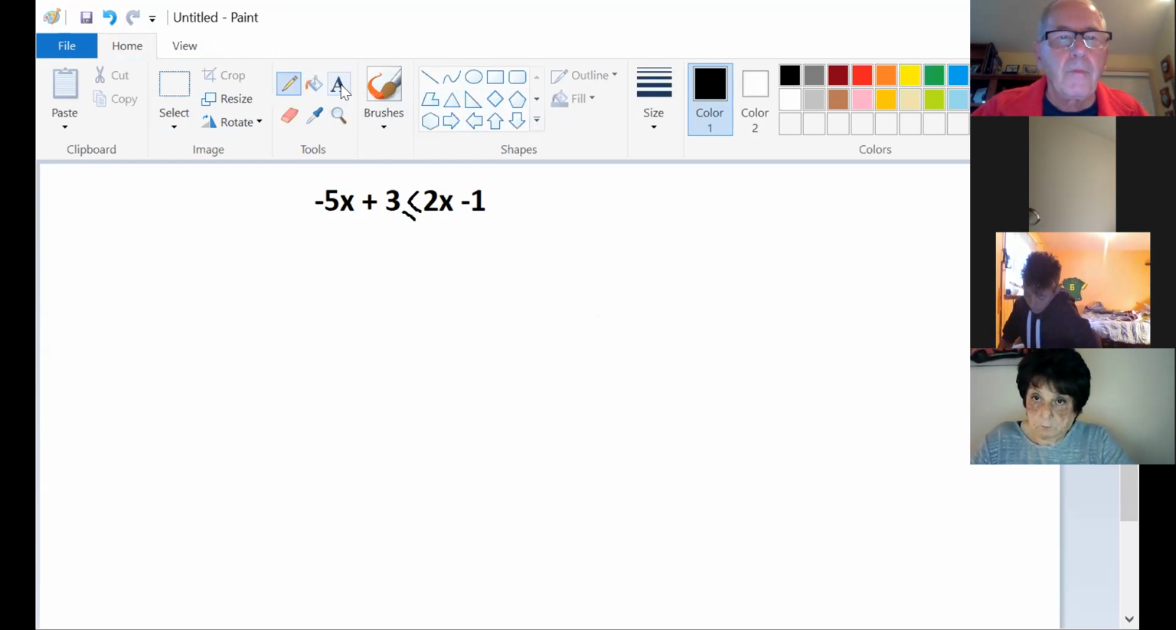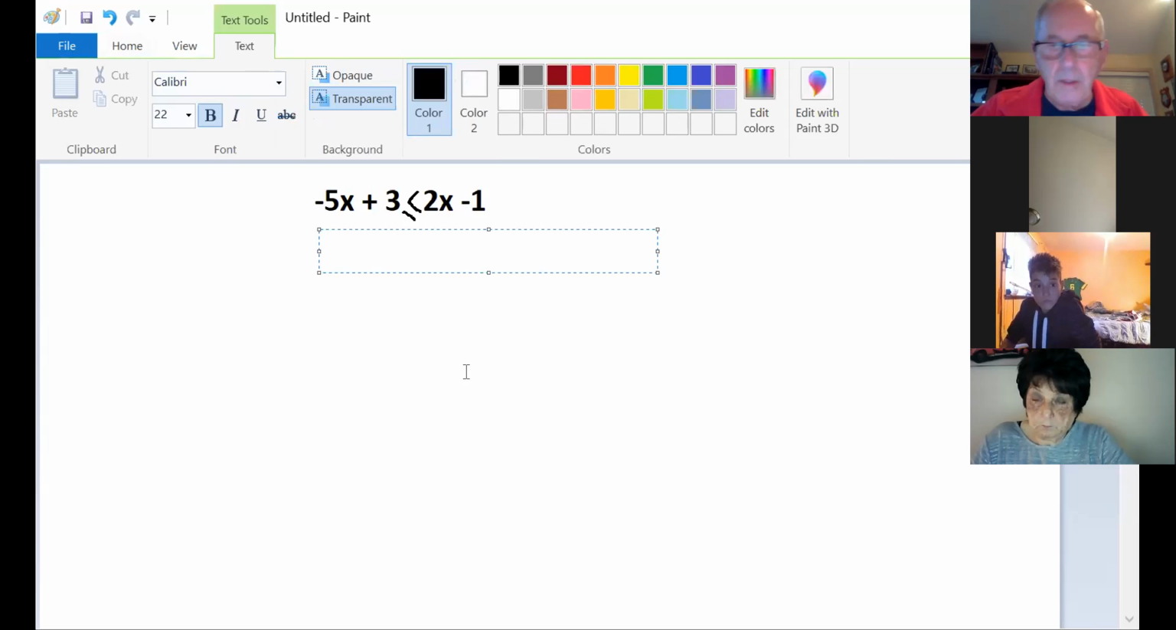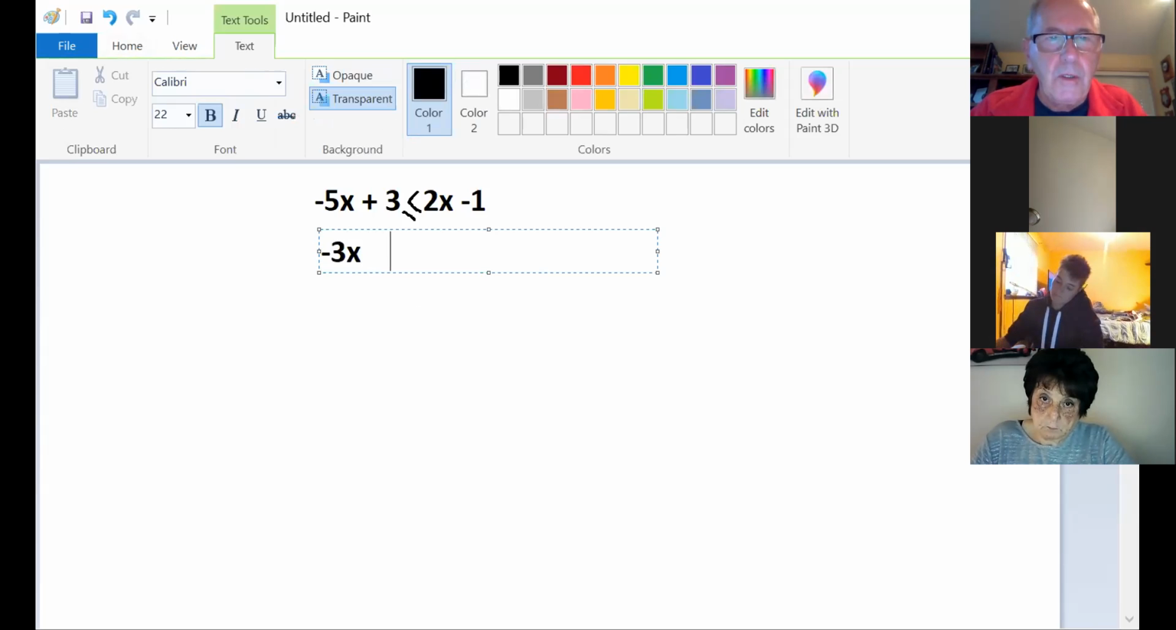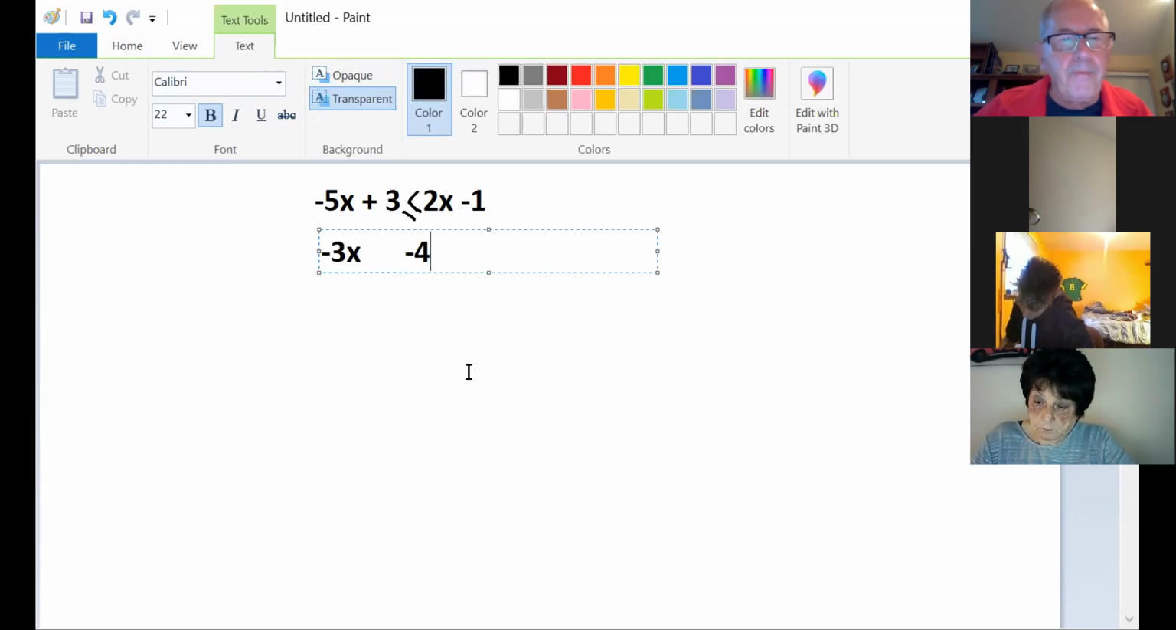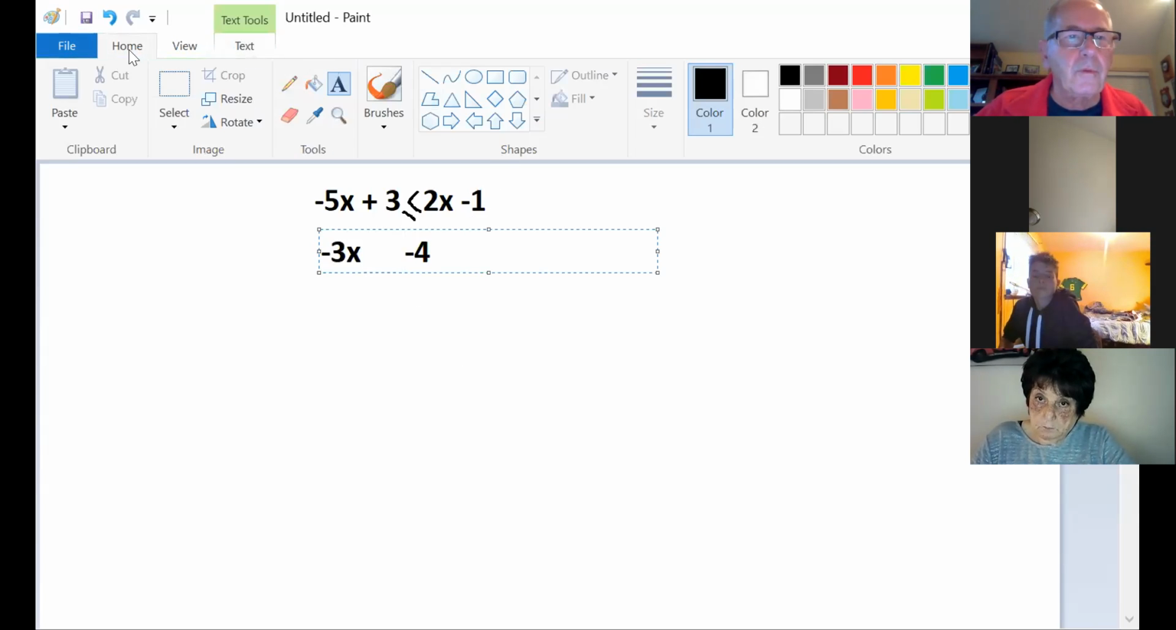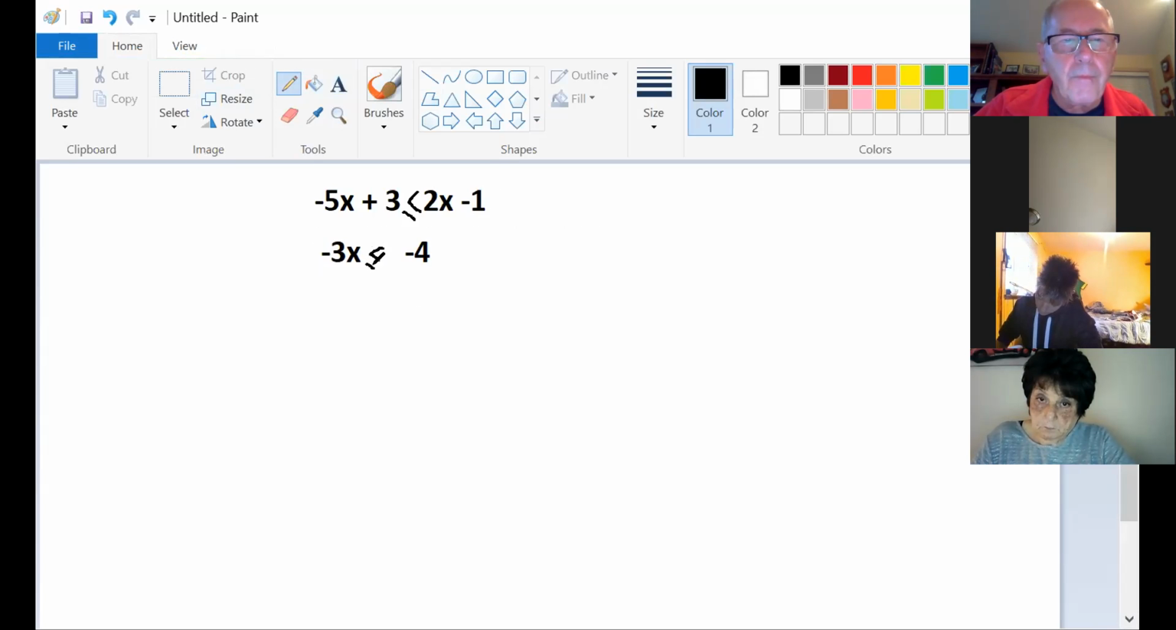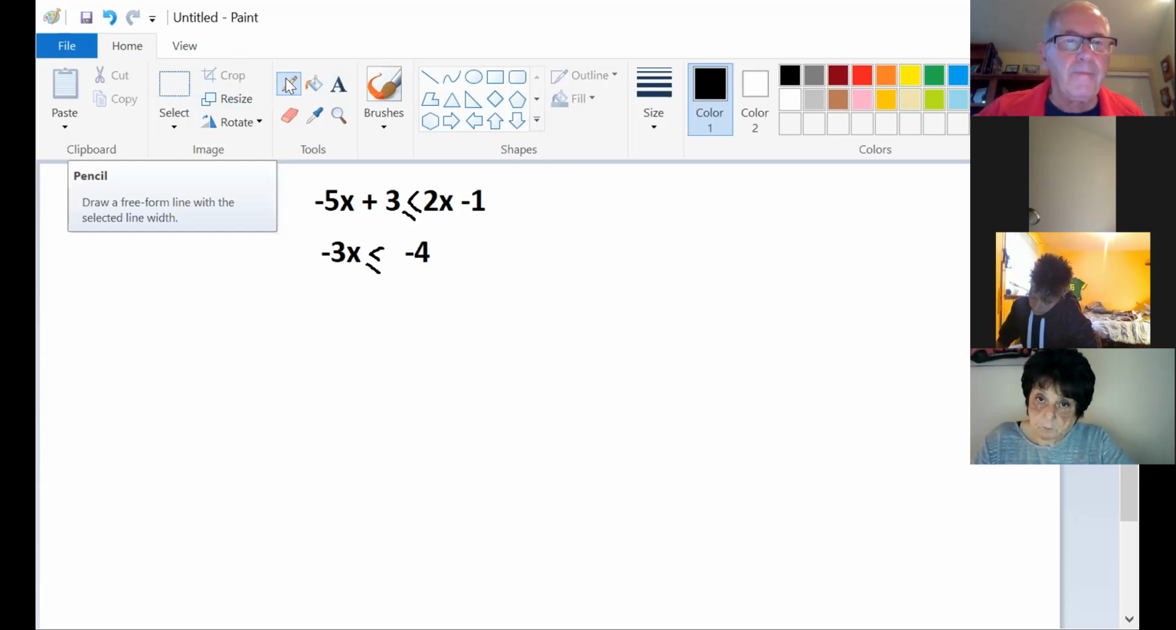So this one now becomes minus 3x. And I'm going to subtract 3 from both sides also. So I've got minus 3 over here, so I've got minus 4. So this thing looks like this: minus 3x is less than or equal to minus 4. So now we want x. We don't want minus x or minus 3x. We want x. So that means I have to divide both sides by -3, right?